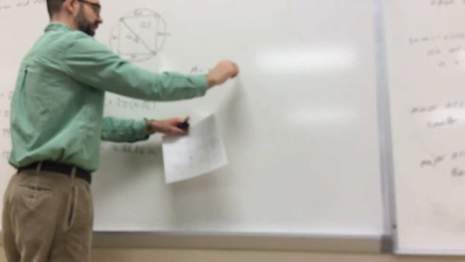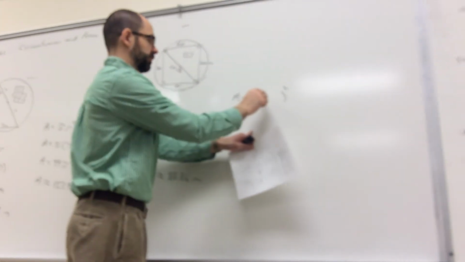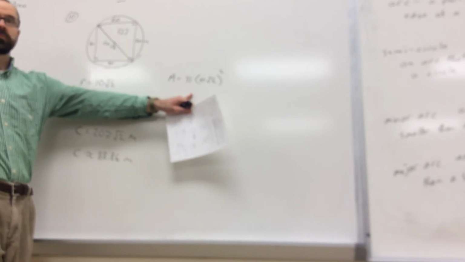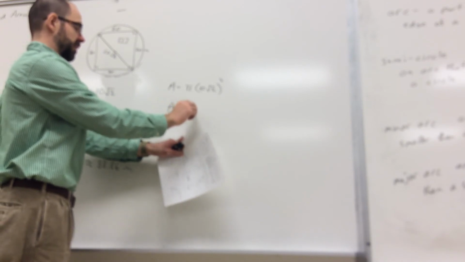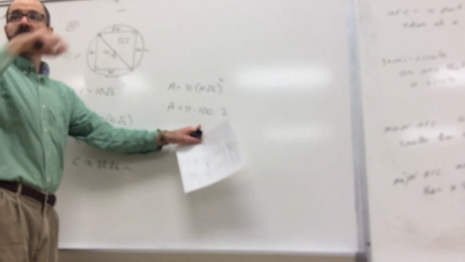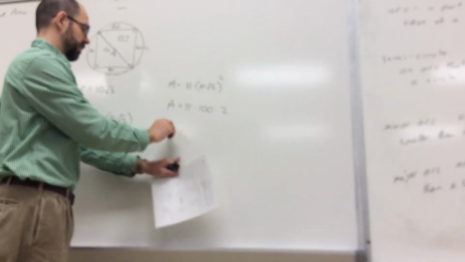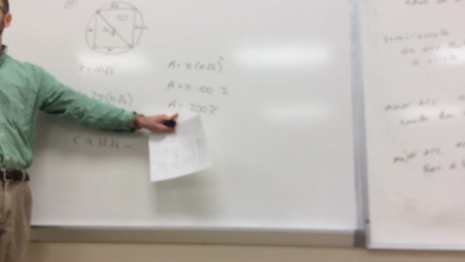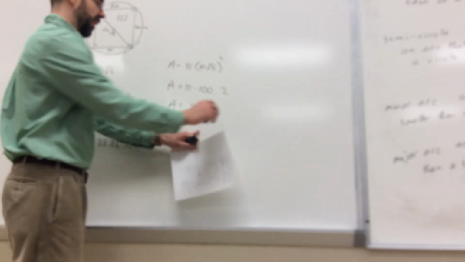Then the area is pi times radius squared. Radius was 10 root 2. So then you square the 10, and that gives you 100. And you square the root 2, and that gives you 2. So that comes out to 200 pi. And that would be square meters.